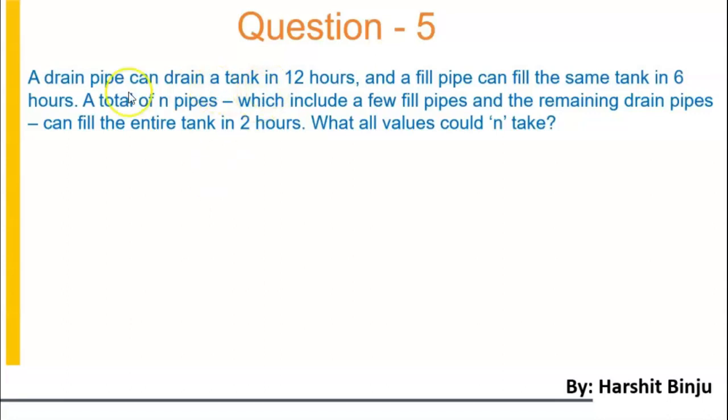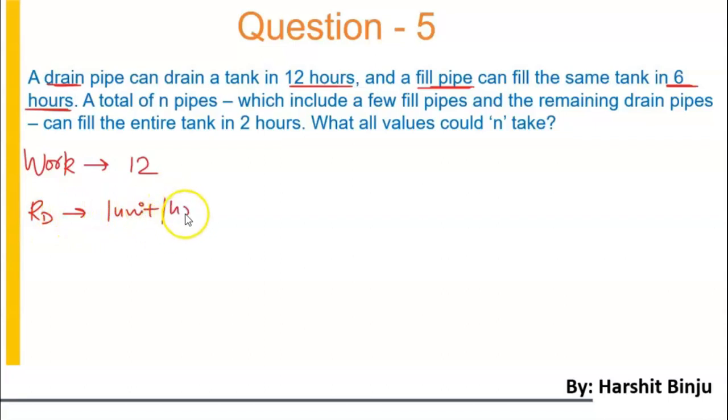Alright. Now we have a drain pipe which can do the work in 12 hours, and we have a fill pipe which can do the work in 6 hours. So we can say that the total work is equal to 12, which is the LCM of 12 hours and 6 hours. So the rate at which the drain pipe is working is going to be 1 unit an hour, and the rate at which the fill pipe is working is going to be 2 units an hour.